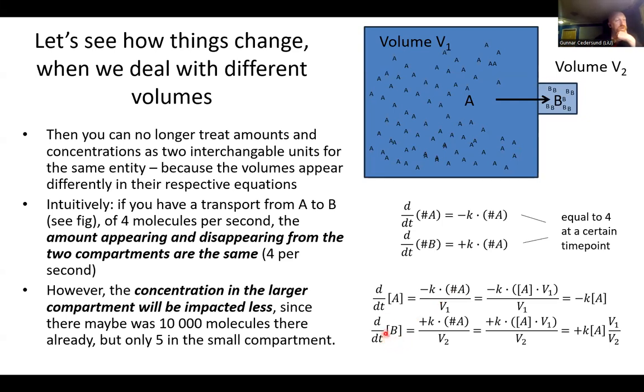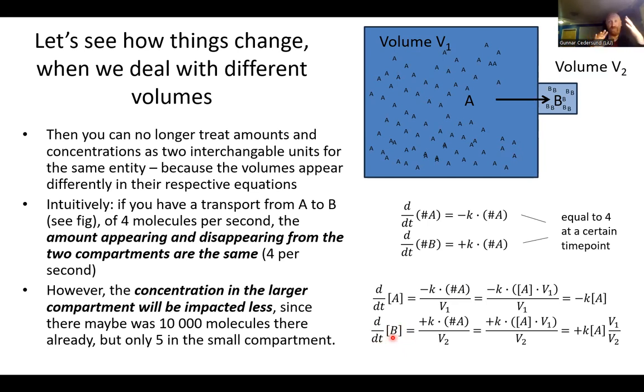So the time derivative of B is plus K times the amount of A, boom, divided by V2, because now we want to have the concentration of B. And that's the source of the difference. So we replace the amount of A with concentration times the volume, and we divide it by V2. So these no longer cancel out. And then we have plus K times A times V1 divided by V2, which is the volume fraction. So here we see that if V1 is much, much bigger than V2, then V1 divided by V2 will be a very, very big number. And that means that the time derivative of B will be much bigger, which is exactly what we want.